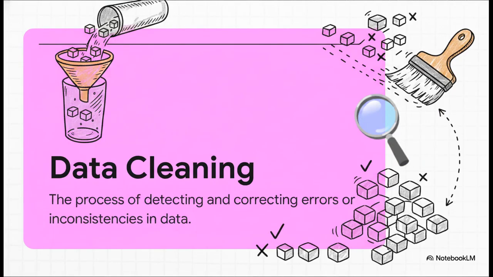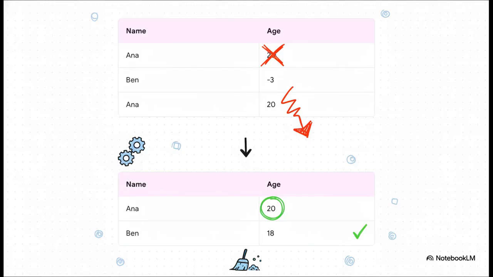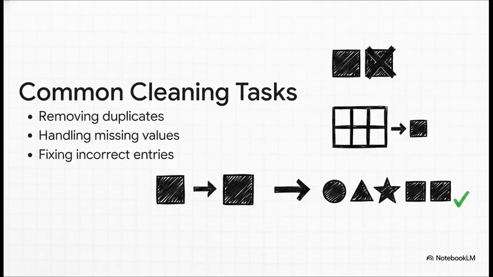First up is data cleaning. The whole point here is to make your data accurate and trustworthy. Here's a perfect example. We're fixing a crazy age value and ditching a duplicate row. Classic cleanup. So you'll be doing things like removing duplicates, handling missing values, and getting formats to match up.